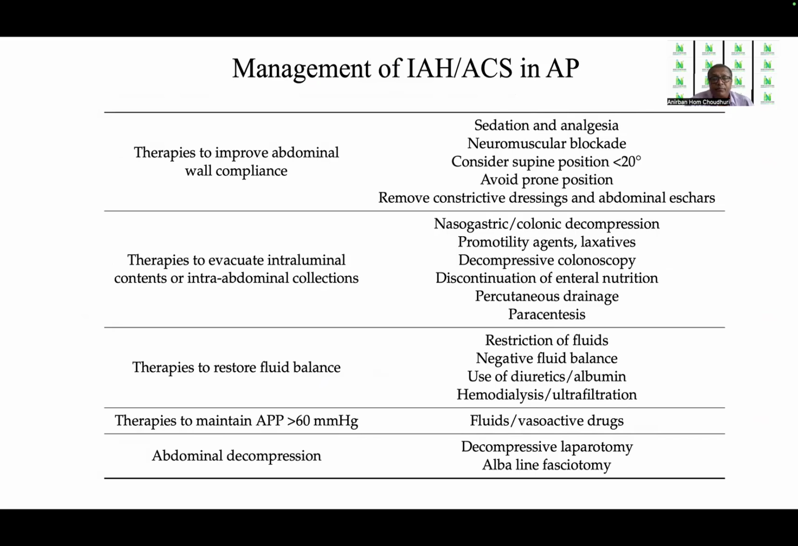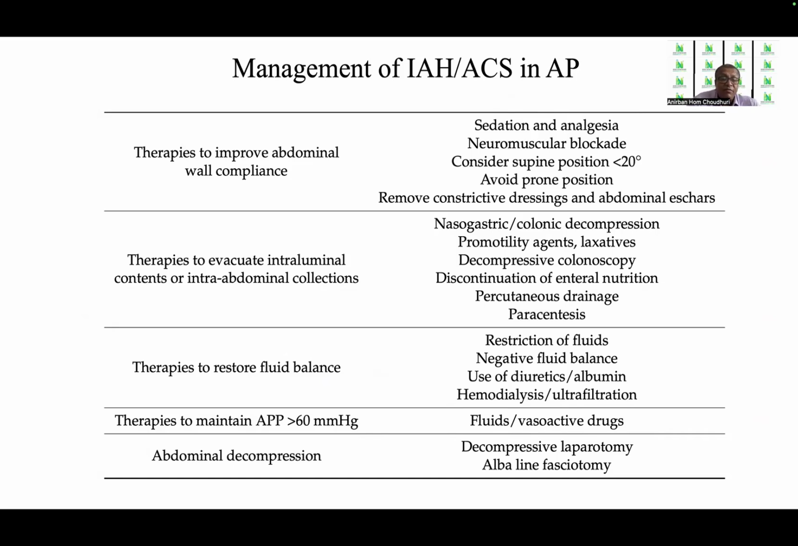The management of intra-abdominal hypertension and abdominal compartment syndrome in acute pancreatitis mainly serves to fulfill the 5 purposes that you can see listed on the left. One, therapies to improve abdominal wall compliance. Two, therapies to evacuate the intraluminal or intra-abdominal contents. Three, therapies to restore fluid balance. Four, therapies to maintain abdominal perfusion pressure of more than 60 millimeters of mercury.